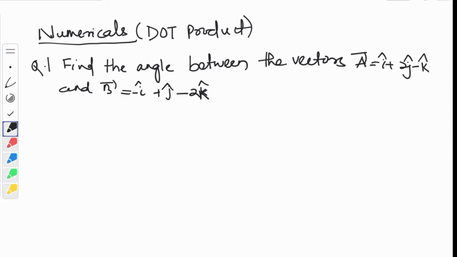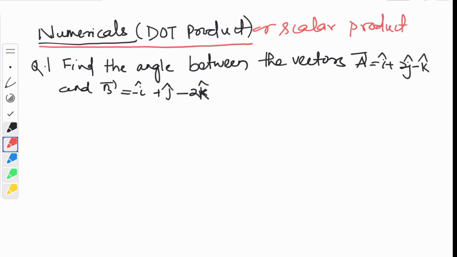Today we are going to discuss the numericals. Topic is our dot product, or you can say scalar product. I have uploaded the video of this dot product. Now today we are going to discuss different types of numericals.